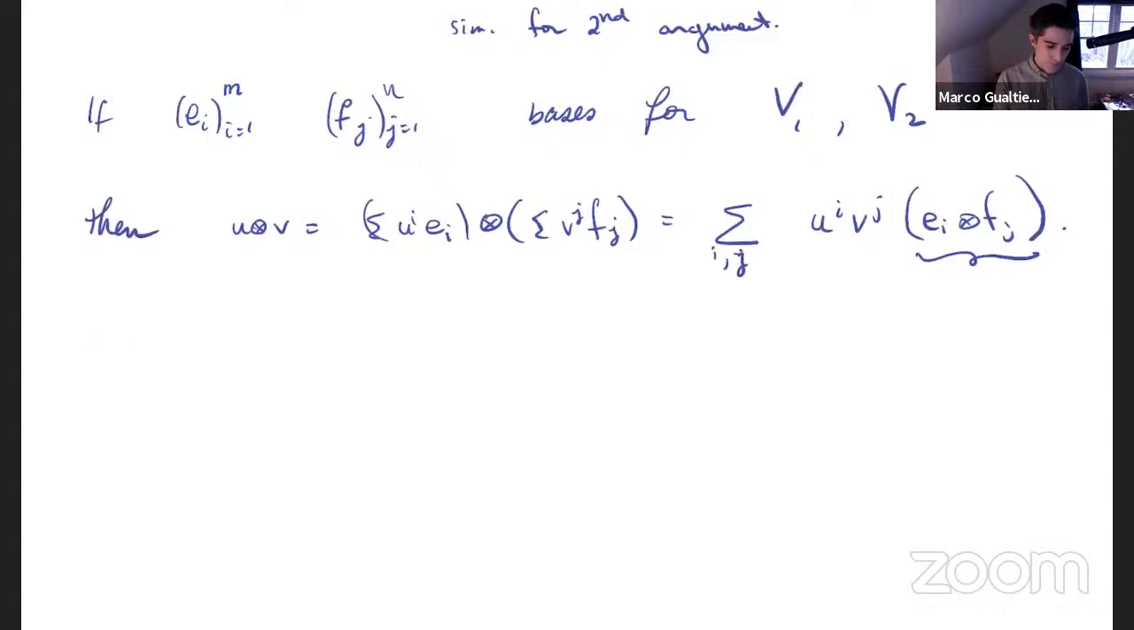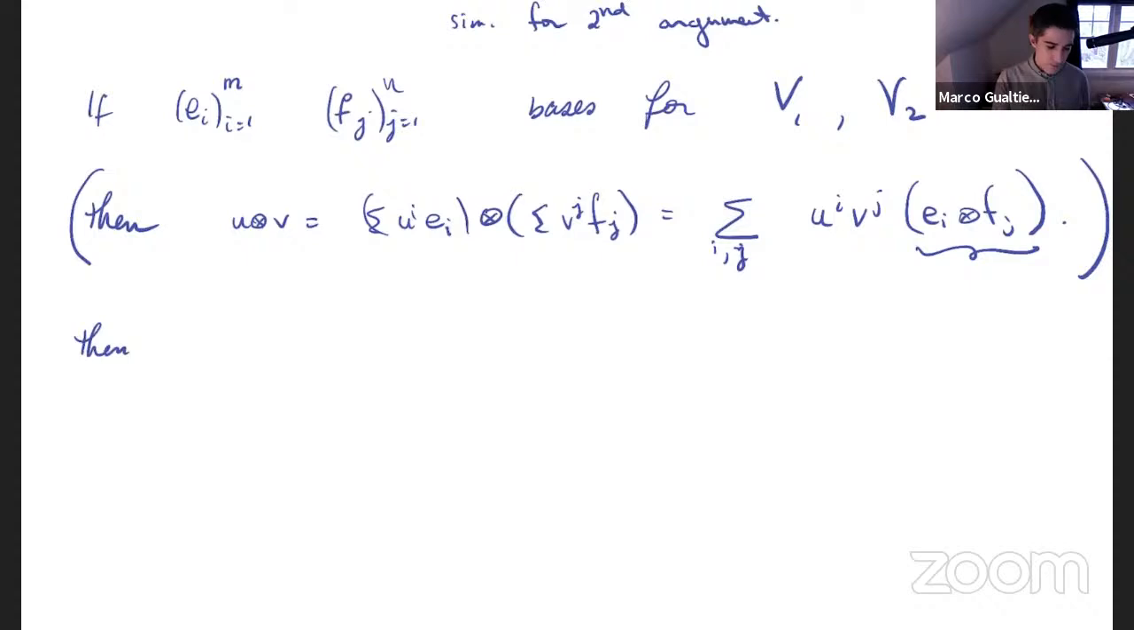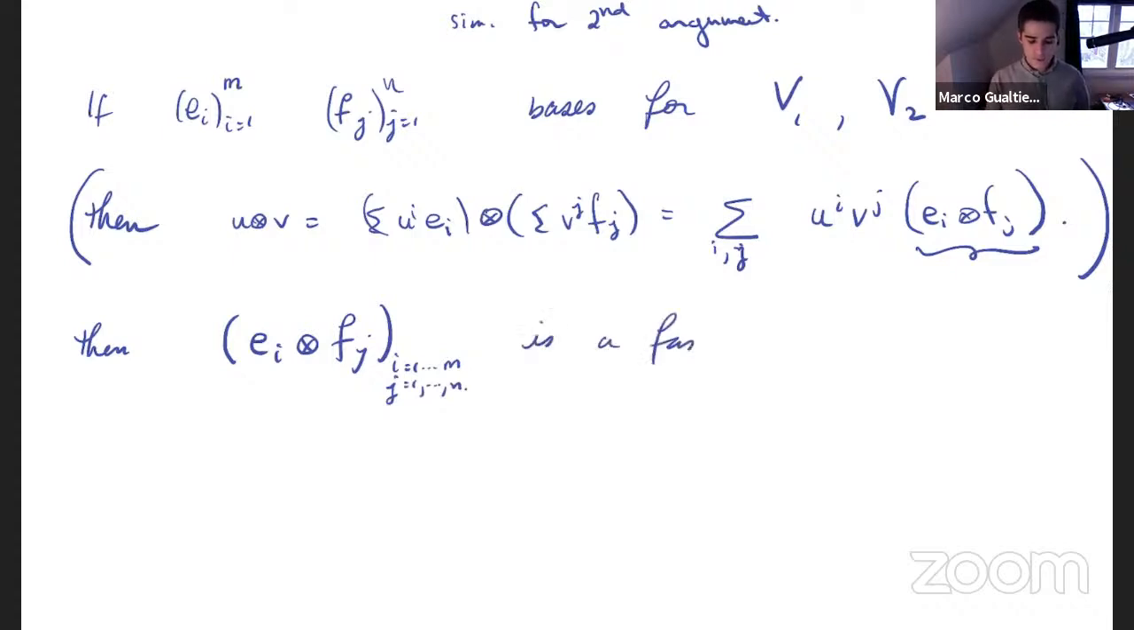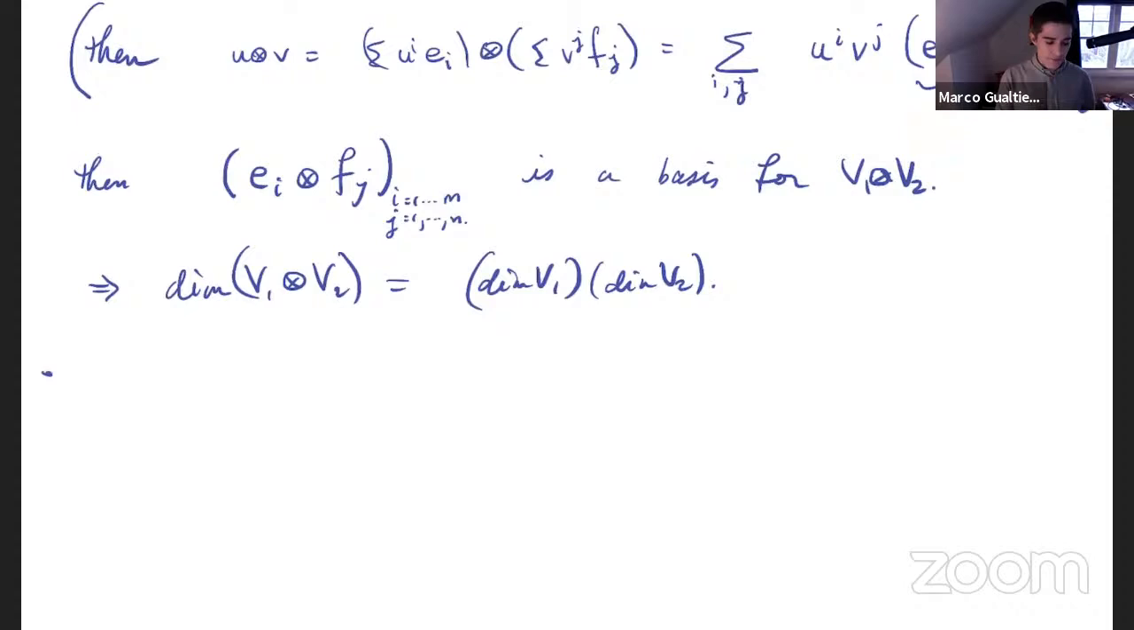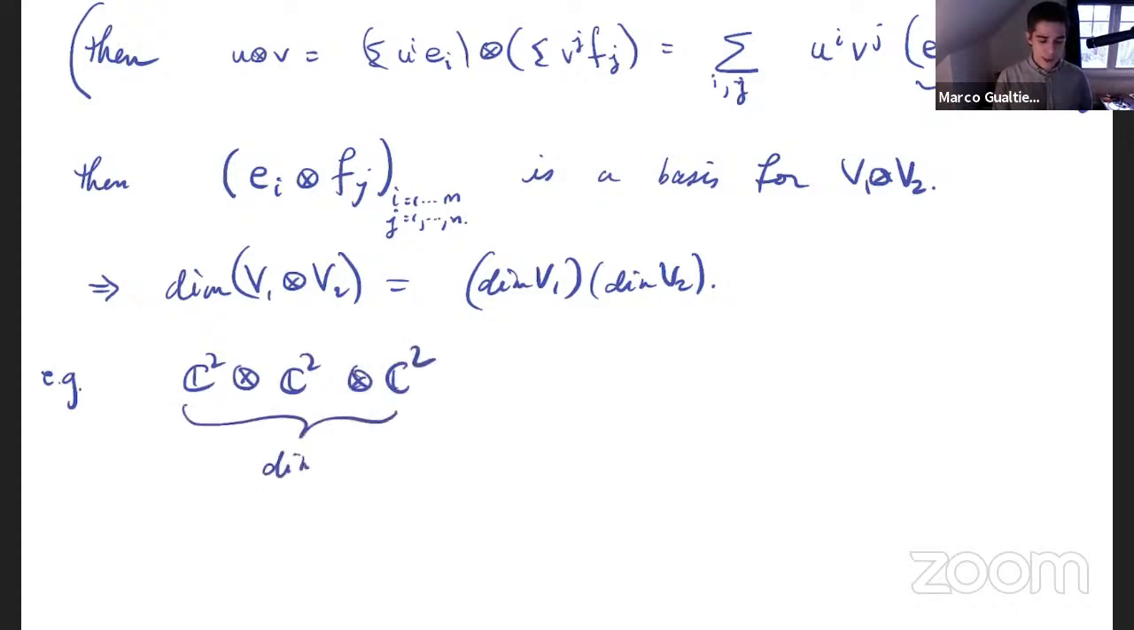So then these e_i tensor f_j, there's now going to be m times n of them. They form a basis for V1 tensor V2. And as a result of that, the dimension of V1 tensor V2 is the product. So for example, if I take C^2 tensor C^2 tensor C^2, this will have dimension 8. So this is isomorphic to C^8.